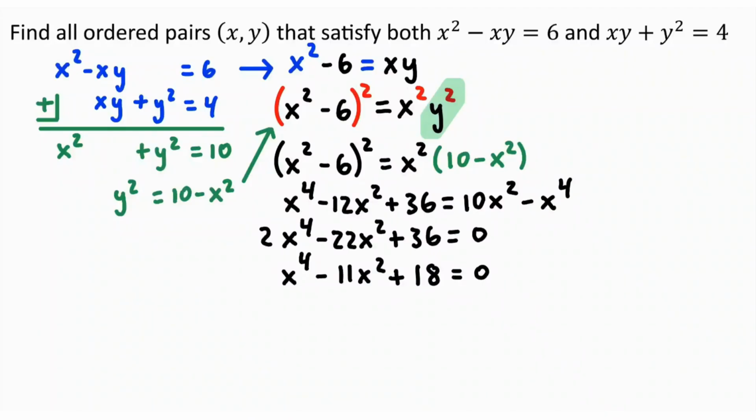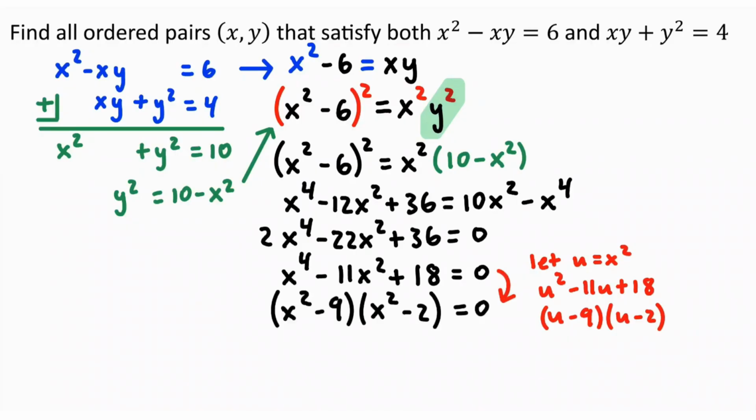Then we'll notice that there's an x to the fourth and an x squared, so this is a hidden quadratic. This looks very similar if you let u is equal to x squared. Then this looks like u squared minus 11u plus 18, which factors down to u minus 9 times u minus 2. So x to the fourth minus 11x squared plus 18 factors down to x squared minus 9 times x squared minus 2. This whole thing is equal to 0.